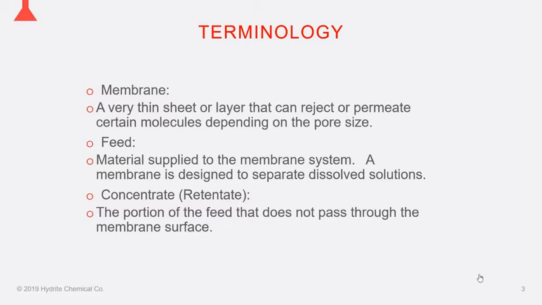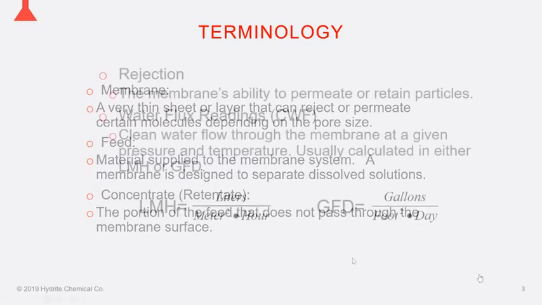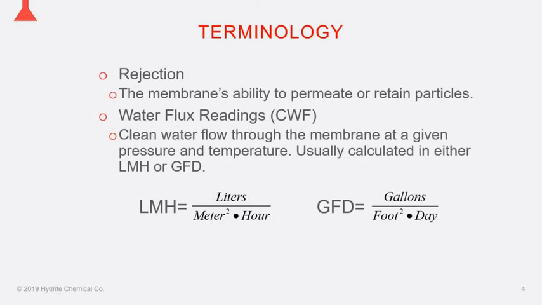Feed, of course, is the material supplied to the membrane system. Concentrate, sometimes referred to as retentate, is the stuff that is rejected or retained on the top side of the membrane. The other thing we talk about is permeate. What is permeate? That's the portion of the feed that does pass through the membrane surface. Rejection, we're primarily talking about the ability of the element or membrane to hold back particles.